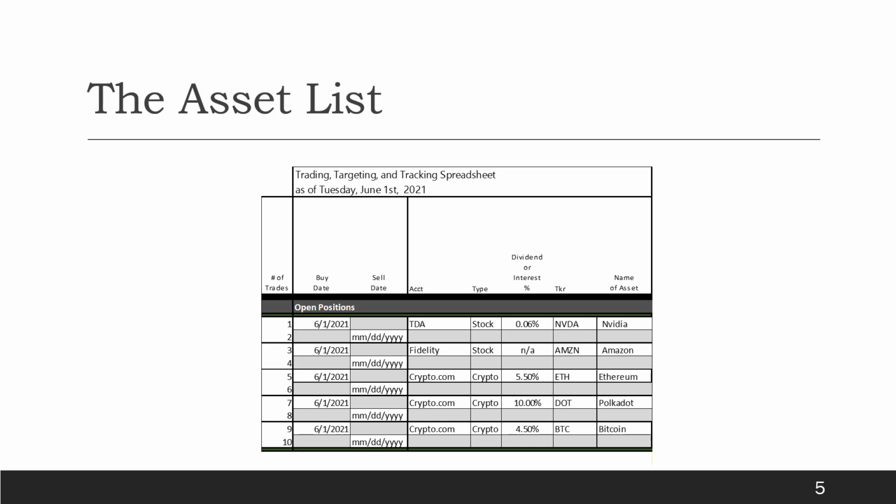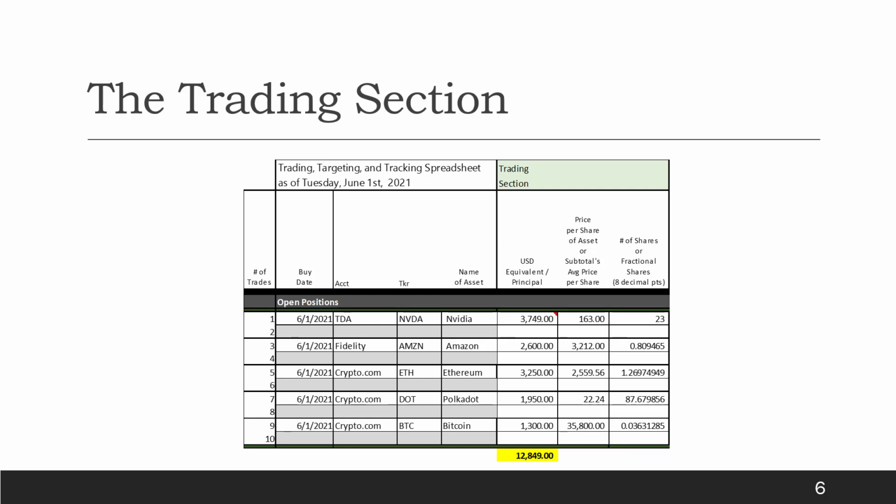We have a column for type of asset, then a column for the annual dividend or interest percentage that can be associated with that asset. Next, we see the ticker symbol followed by the name of the instrument. After the name of the asset column, we have the trading section. This is the record keeping for the buy trades.